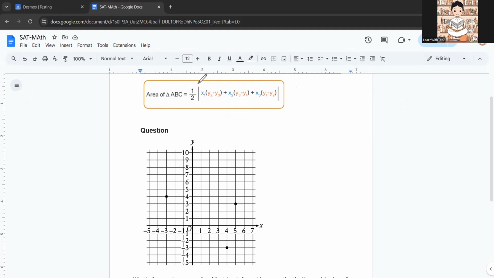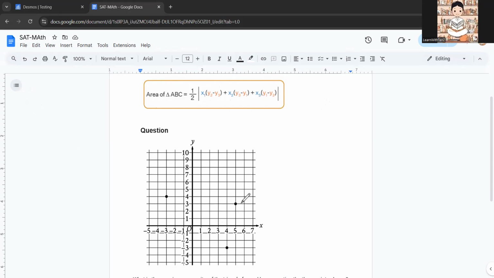Now, how will you remember this formula? Simple. 1, 2, 3. Then 2, 3, 1. And 3, 1, 2. First you take x1, then x2, then x3. And then half it. So they are kind of cyclic, right?